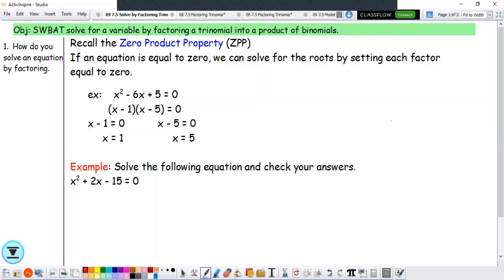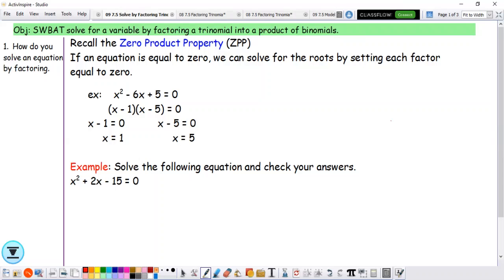So what is the purpose in factoring trinomials? Well, if we can factor a trinomial, we can solve a polynomial or a trinomial really easily by finding the roots. So we have practiced the zero product property to solve when things are already factored for us. And we've now practiced factoring trinomial expressions. So now we're going to combine the two.